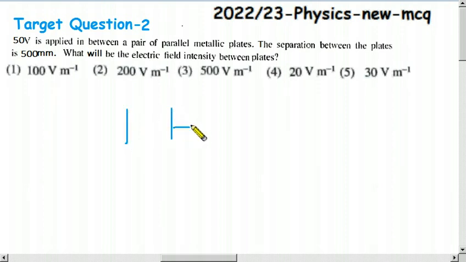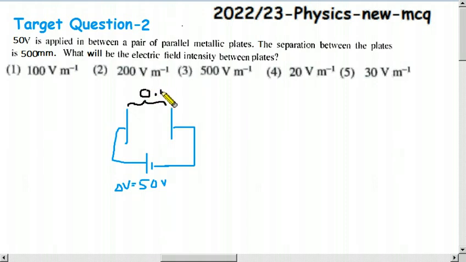So the sketch, let us draw like this. The voltage is 50, delta V is given. Delta X is given. The separation is 500 millimeter. 500 millimeter is 0.5 meter, because there are 1000 millimeters to 1 meter. So 500 millimeter means half meter, half meter means 0.5 meter.